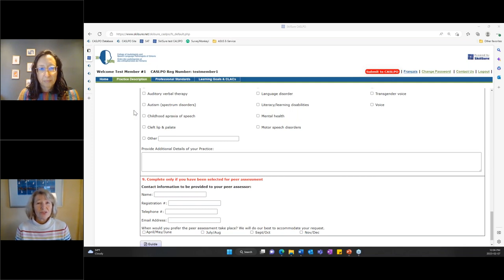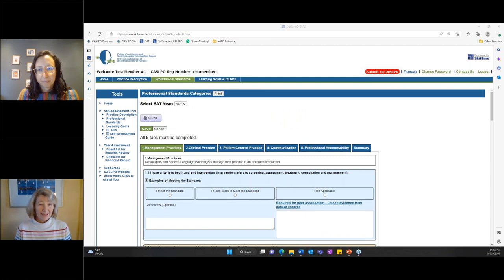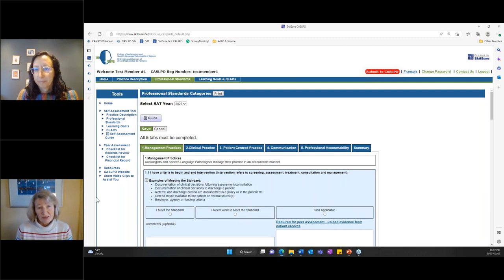We're now going to move to professional standards because this is where the bulk of your work will be. We are asking you to upload evidence. Now, for clinical professional standards, there are 30 different professional standard indicators. So we need a response and something that you provide as evidence in each of these indicators. So for example, in management practice, there are actually 10 indicators in this section, and 1.1 is the first one.